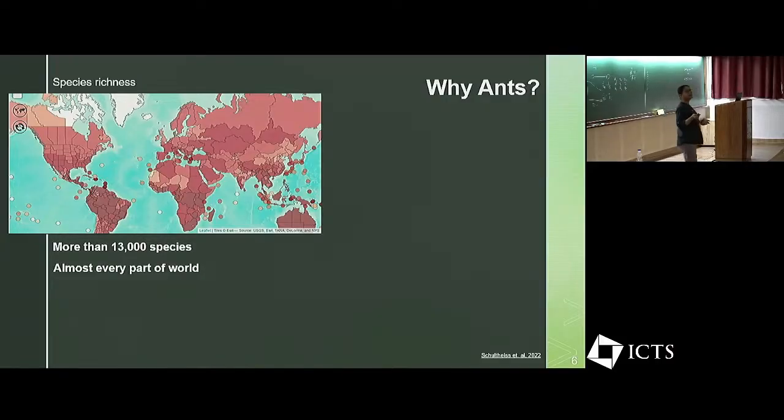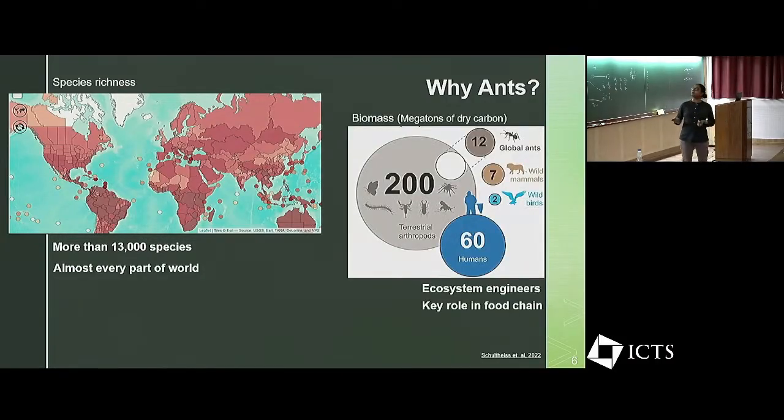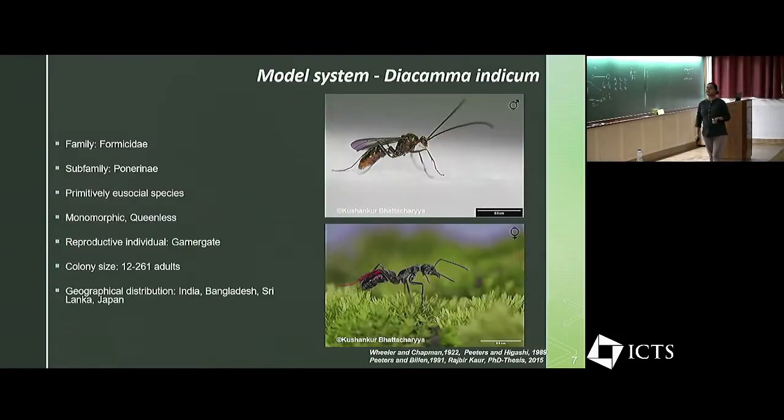There are a lot more ants than them, and they're found everywhere in great abundance. So one way to look at abundance is to look at their biomass, and it turns out that the biomass of ants is much more than all the wild mammals and wild birds put together, right? So they're really abundant. There's a great variety of them, and they're present pretty much everywhere in the globe.